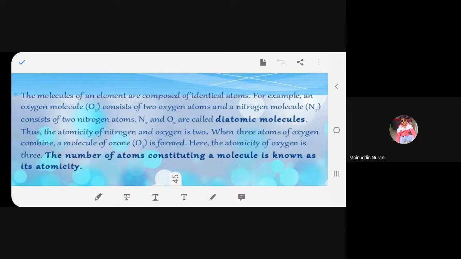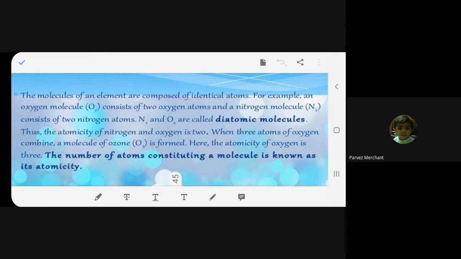So what did we learn over here? What is the topic that we learned? Atomicity. The whole slide is defining what exactly is atomicity.